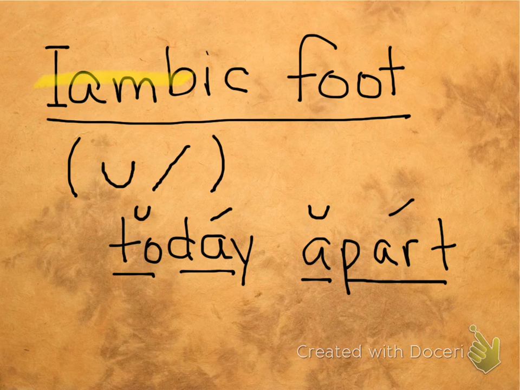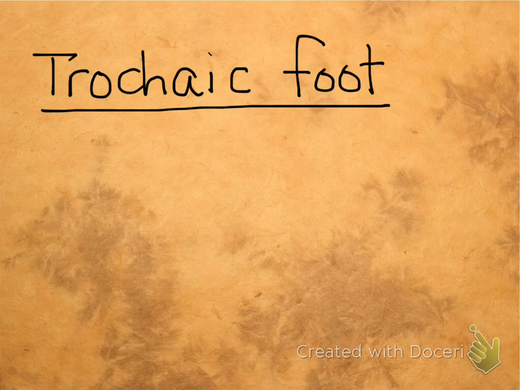Let's take a look at the next one. This is number 2. Big words, not too hard. Trochaic. And if you look at a trochaic pattern, it's basically the opposite. Instead of unstressed, stressed, you have stressed, unstressed. It's just the opposite of an iamb. That's all.